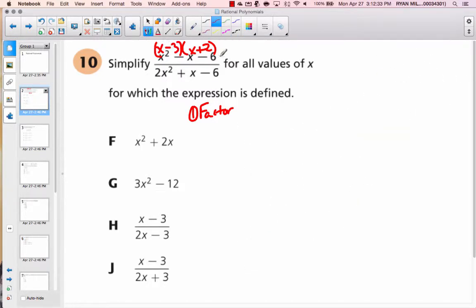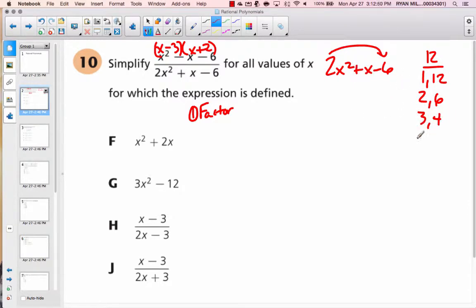All right. 2x squared plus x minus 6. 2 times 6 is 12. Factors of 12 are 1 and 12, 2 and 6, 3 and 4. I've got to make a plus 1, so I'm going to do 4 minus 3. That'll get me 1. So this is going to be 2x squared plus 4x minus 3x minus 6. Throw in my grouping symbols.